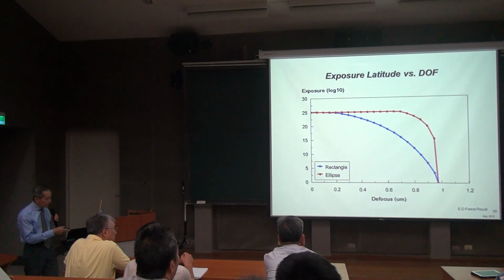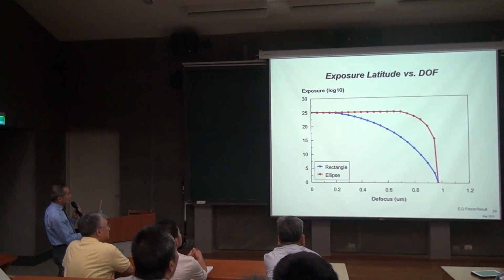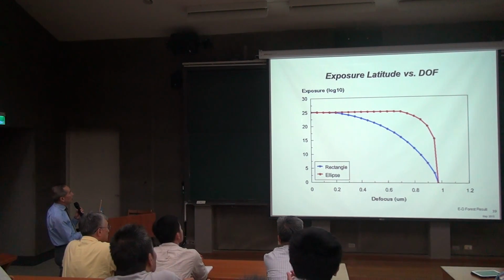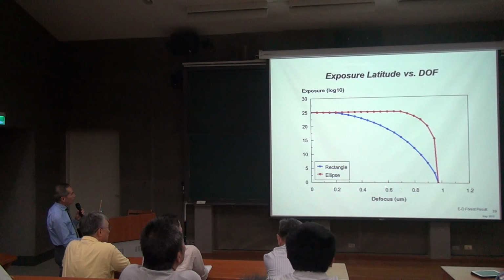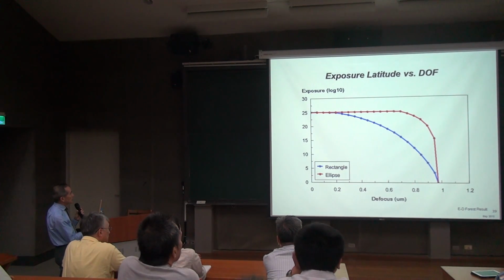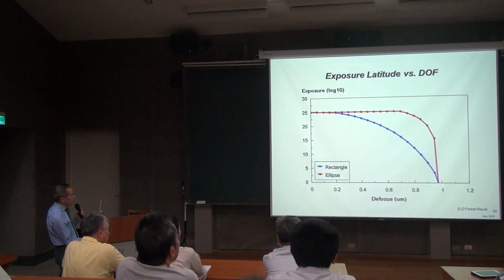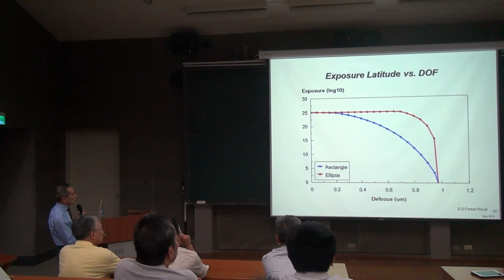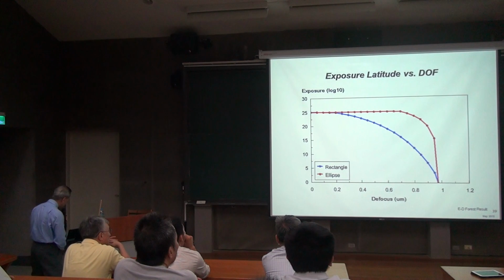Using this technique, you can see the trade-off between focus and exposure. If you have zero tolerance in focus, you have a lot of exposure latitude. The other way around, if you have no tolerance in exposure latitude, you have a lot of depth of focus. And somewhere in between, you'll find a place that is most optimum to use in practice.